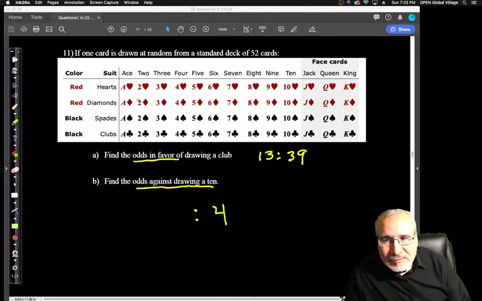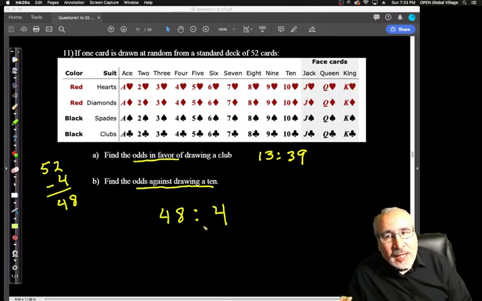Now we could go ahead and try to count them all, but remember, we've got 52 cards. We know 4 of them are 10s, so the rest are not 10s. So you just do a subtraction here and we've got 48 cards that are not 10s. So it's 48 to 4. That's the odds against. Again, these odds also could be reduced, but this tells the story as it is. 48 cards that are not 10s, 4 that are.